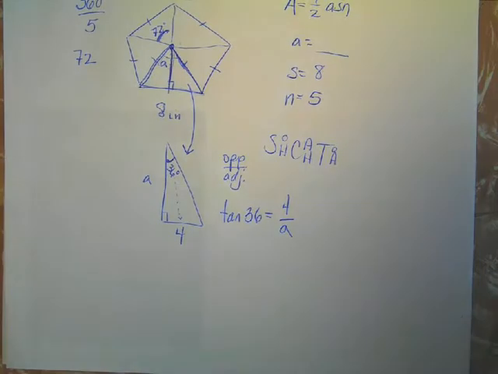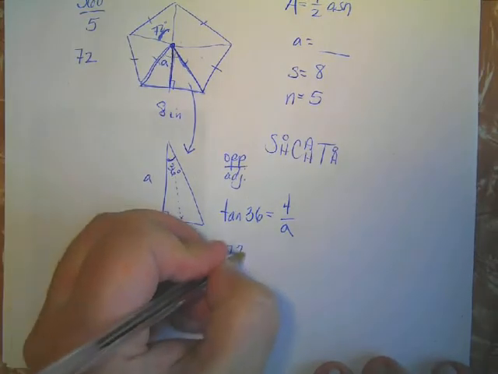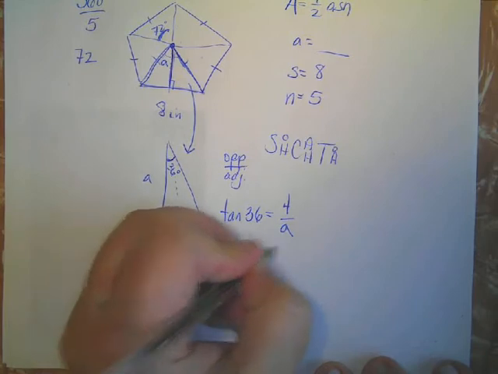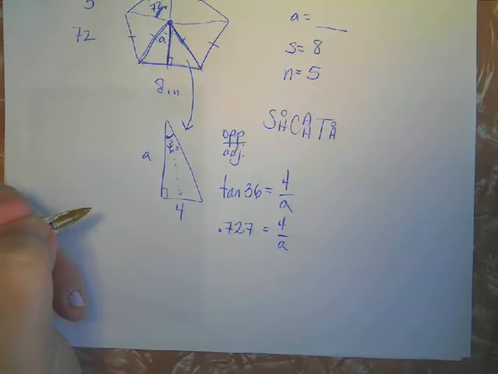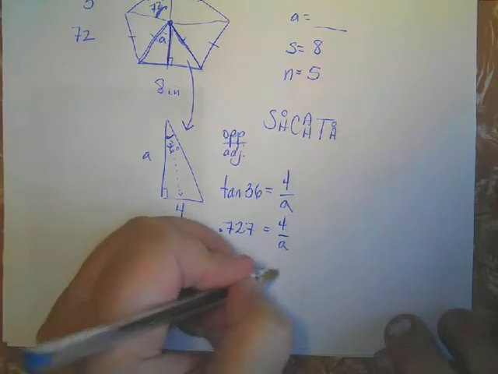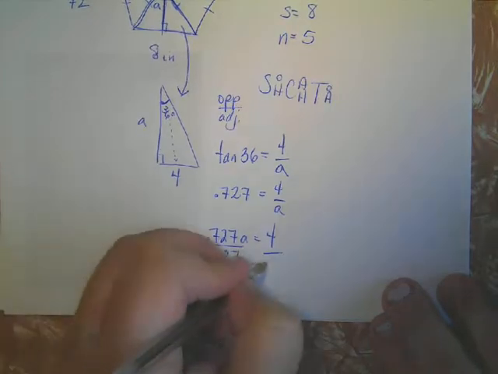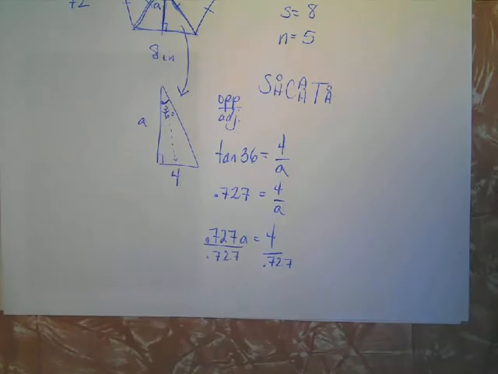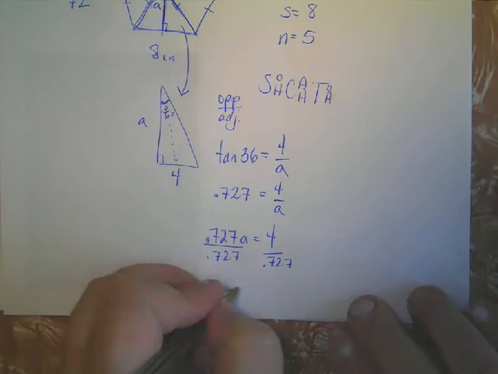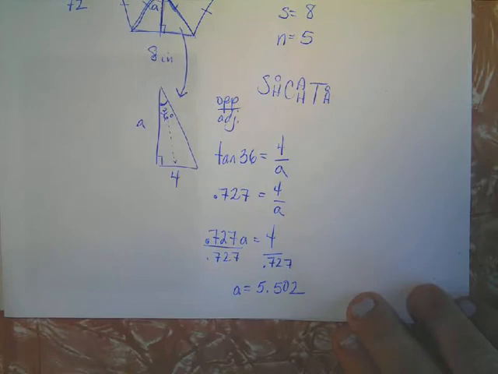If you do not have a trig table, you could just go online and type that in. I'm using a calculator, and this is what I get: 0.727 equals 4 over A. I don't want the A on the bottom, so I'm going to multiply both sides by A. And last step right here, divide by this. The thing I like about making these videos is that you can pause and repeat if you need. It's kind of nice. And there's your apothem.